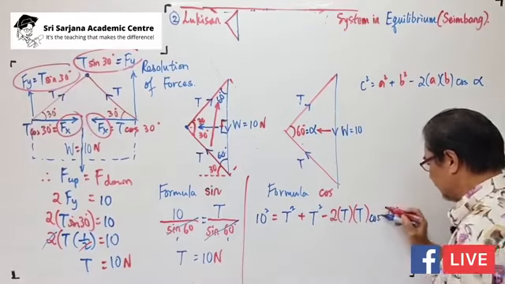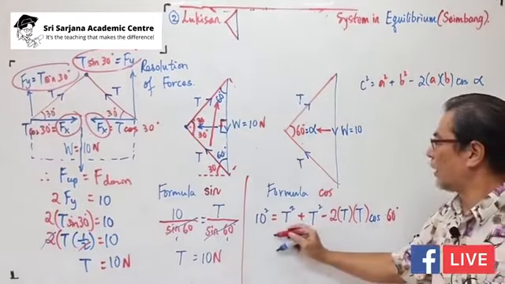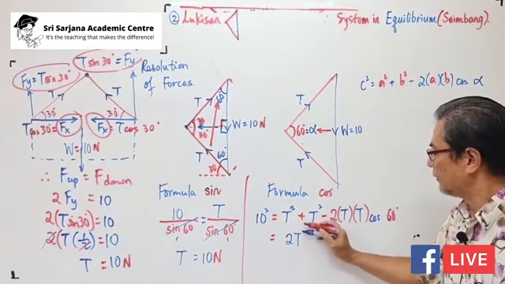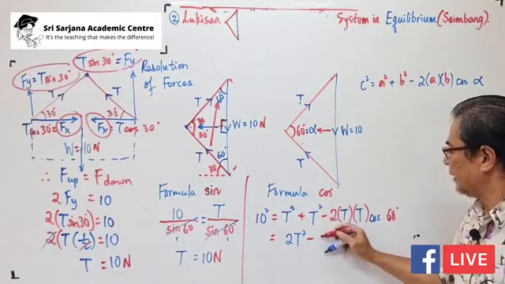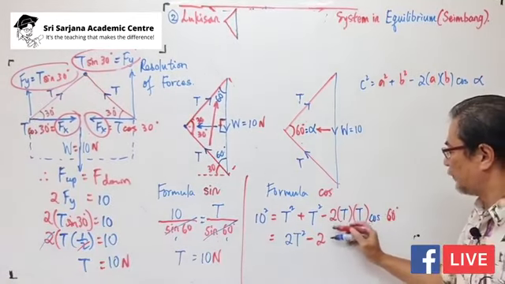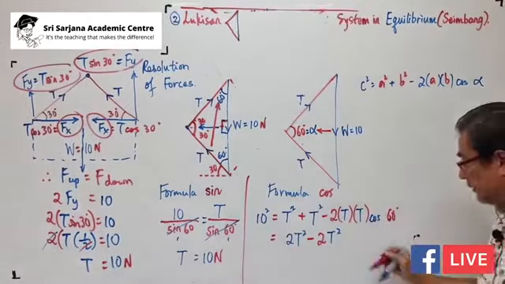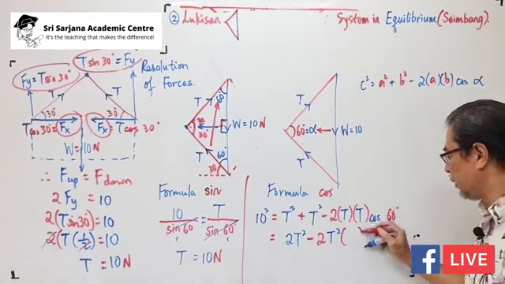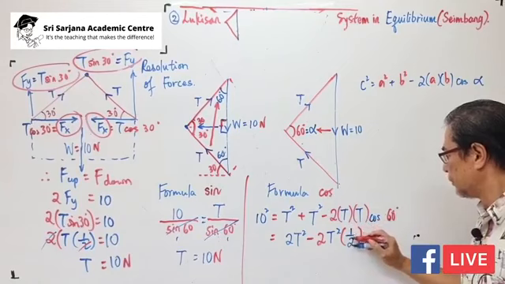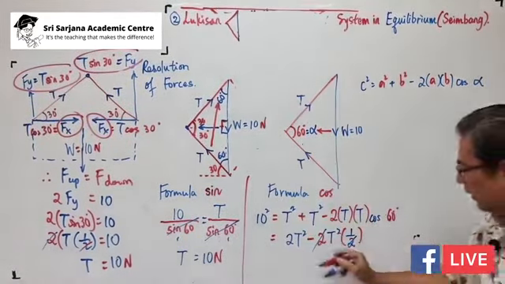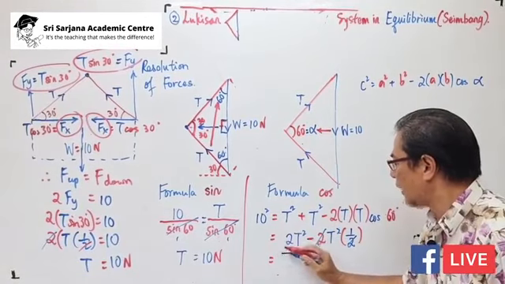Cos alpha. So what we do is, kalau kita buat, you'll be getting T squared plus T squared. You're going to have 2T squared, minus 2, T and a T, you have also T squared, cos 60. If you press your calculator, you get a half, which is going to be 1/2. So you will cancel this and this. 2T squared minus T squared, 1T squared. Then you only have 1T squared.